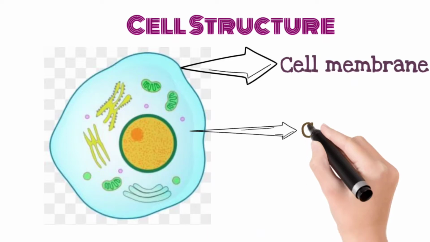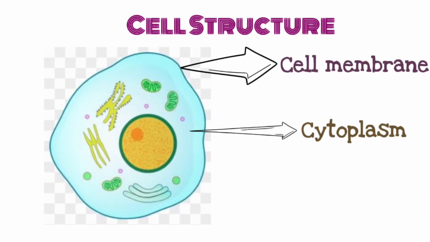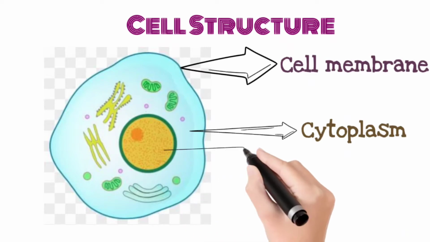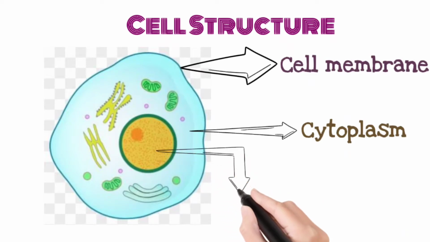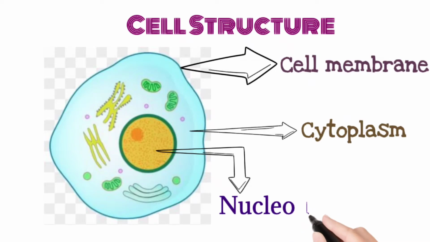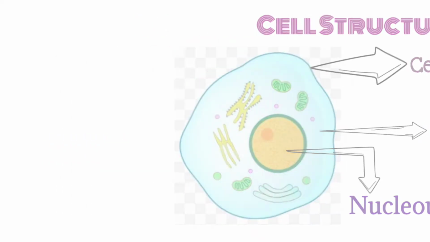Inside the cell membrane, a blue, jelly-like material is known as cytoplasm. In the center, a yellowish colored area is known as the nucleus. These are the three fundamental parts of each cell. You must remember these three parts of the cell.